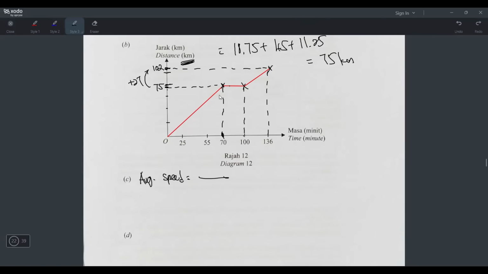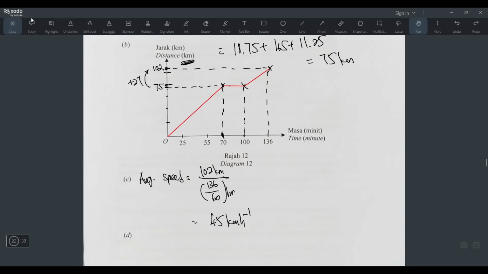So to get the total distance, it's very simple. The distance traveled here is 75. For here, the distance traveled is 0 because you just stop. And then the distance traveled here will be the difference here, which is 27. So 75 plus 27 is 102. So the total distance traveled is 102 km. And then the total time will be 136 minutes. But you have to divide by 60 to convert to hours, because later the answer they want is in kilometer per hour. So when you divide this, you get 45.